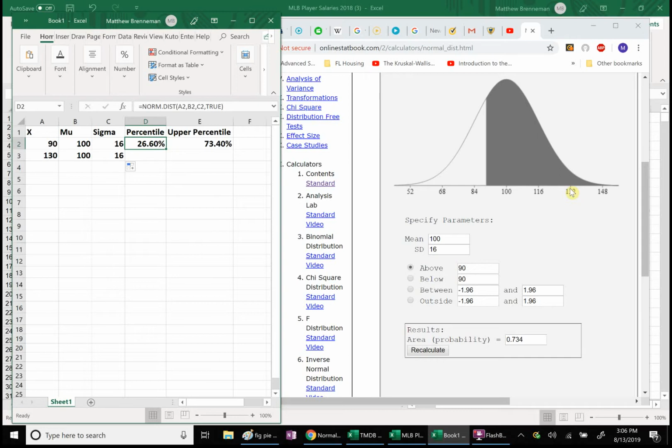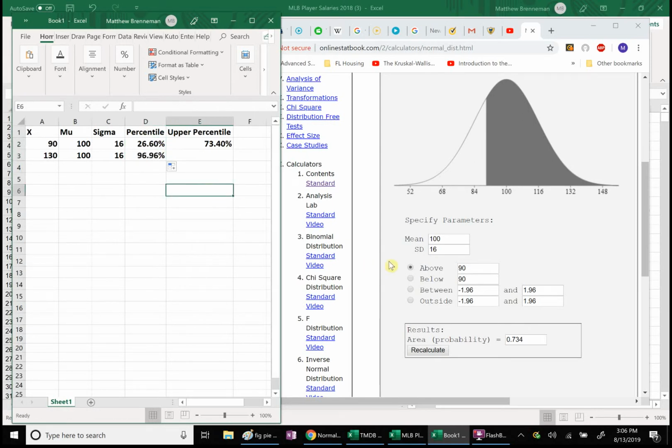In fact, if we use the empirical rule, values within 2 standard deviations contain 95% of the values. So there's 5% in both tails, 2.5% in each tail. So this should be roughly around 97%, right? Somewhere around there. Let's just see what we get.